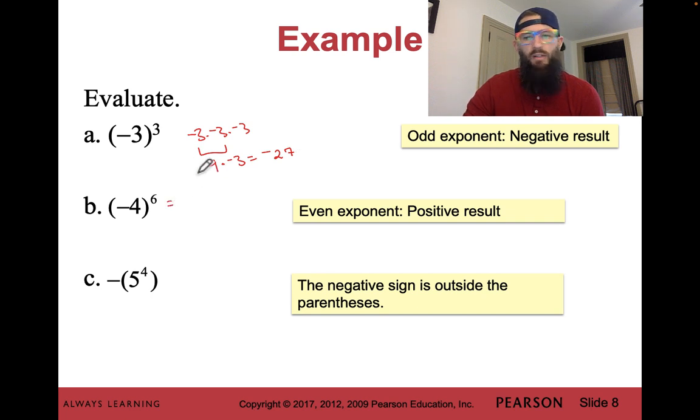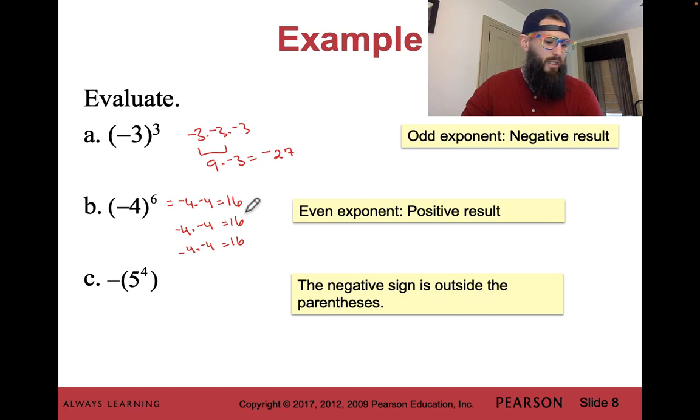Now similarly here, we have negative 4 to the 6th power. So we got negative 4 times negative 4. It's equal to positive 16. Now we have 3 groups of that. So we have negative 4 times negative 4, which is equal to positive 16, and then negative 4 times negative 4, which is equal to positive 16. And if we take 16 times 16 times 16, that's going to be a product of 4,096.